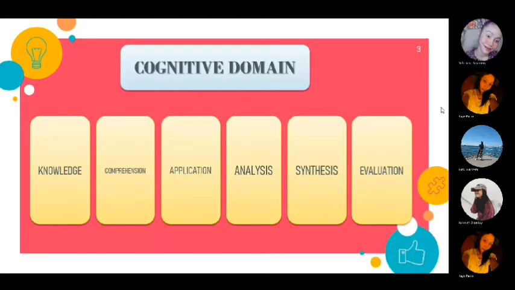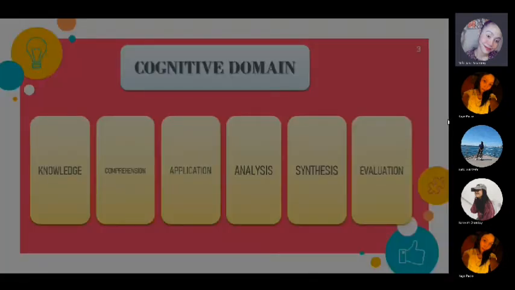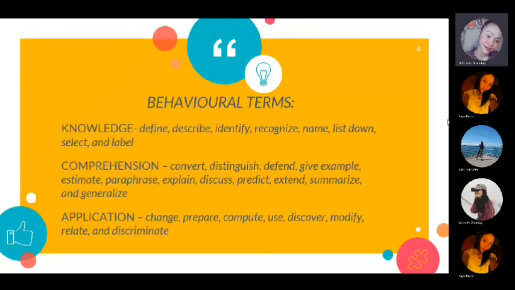So in the evaluation part, this is crucial because students are making judgments. So if you don't have the cognitive domains that I mentioned earlier, you can't evaluate or make judgments. So you need all of the domains involved if you are going to judge or to have an opinion about a certain concept. So now let's proceed to the behavioral terms used for the domains.